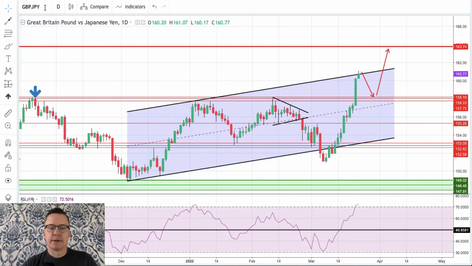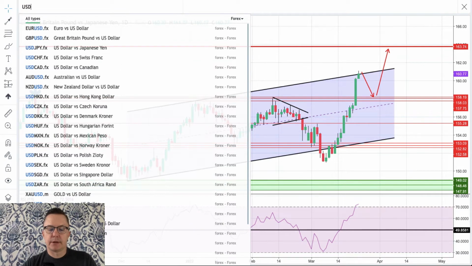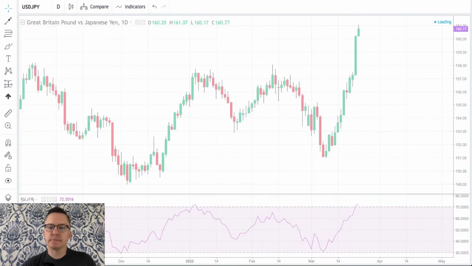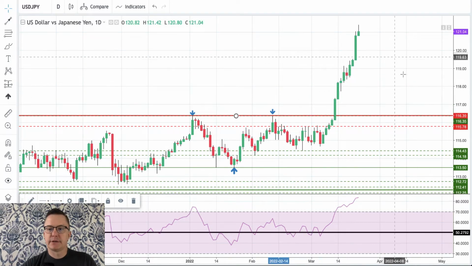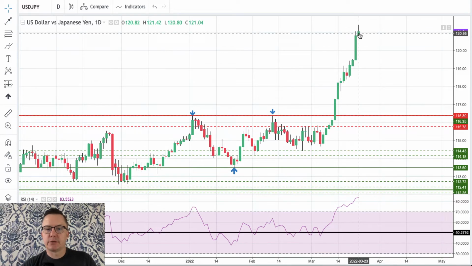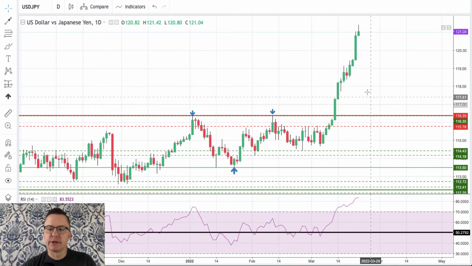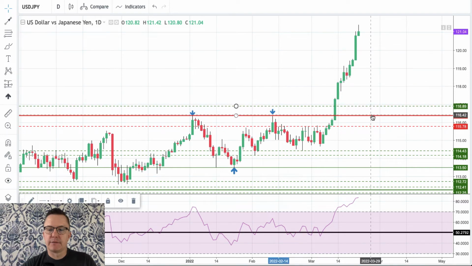Two major pairs have been analyzed. We got this scenario. Let's take a look at some other pairs like US dollar to the Japanese yen. The US dollar to the Japanese yen is rallying, as well as the British pound to Japanese yen. A recent level hit today was 121.42. This is the local high. So I think we should just change this color to green. 116.39 is now the technical support.